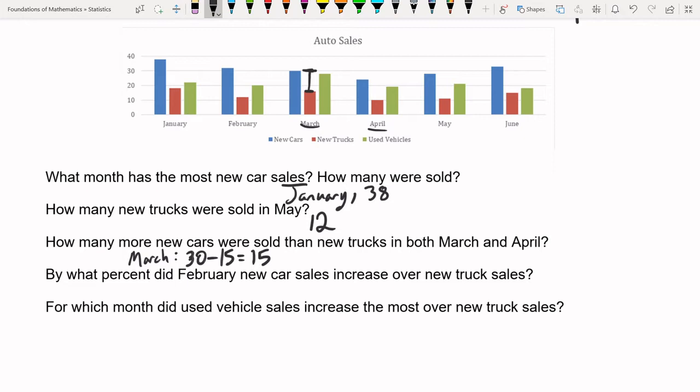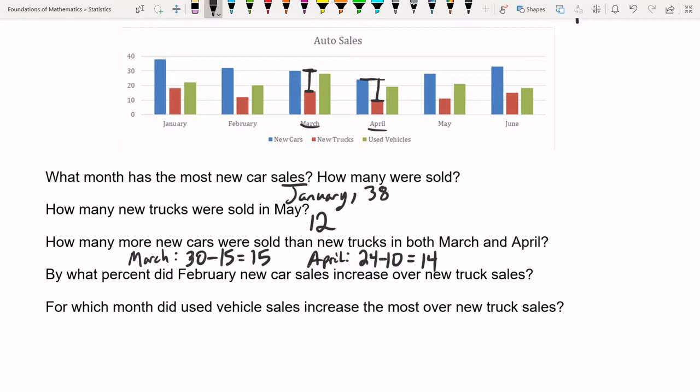In April, this blue bar here looks to be about 24. That seems reasonable. And the new trucks, the red bar, is definitely at 10. It's right on that line. So this distance is going to be 24 minus 10. So in April, 24 minus 10 gives me 14. So in March we had more sales, more of a difference, than in April.